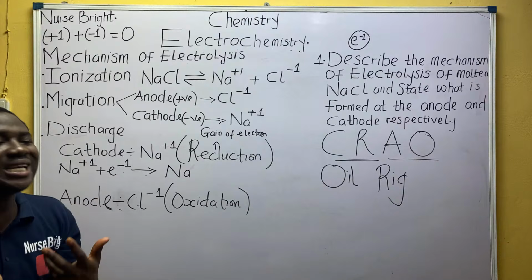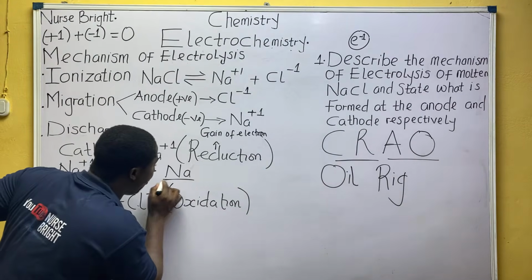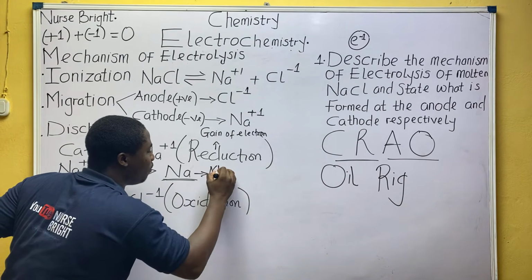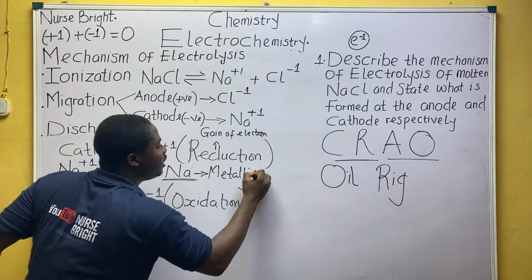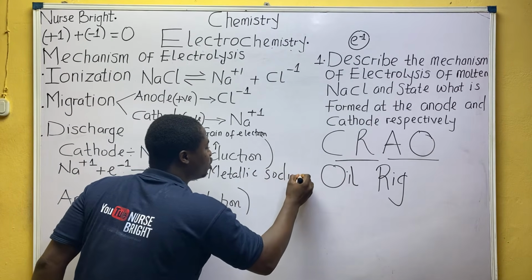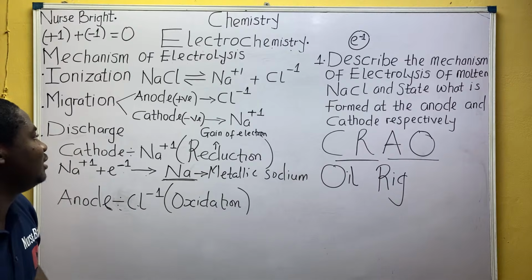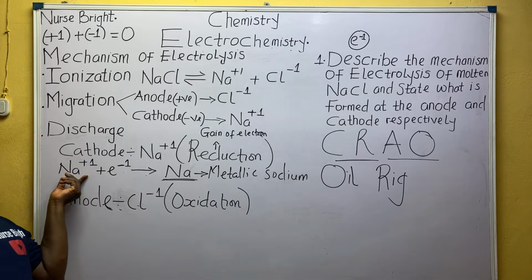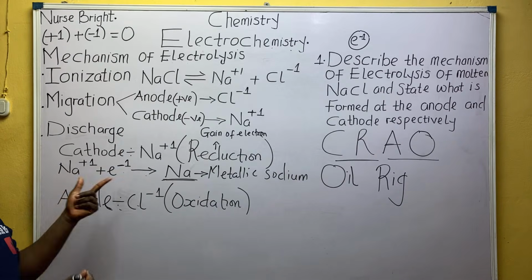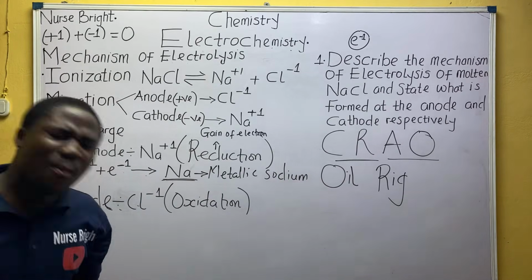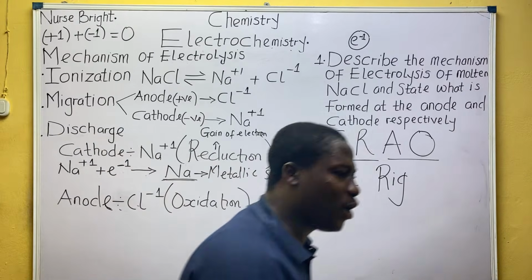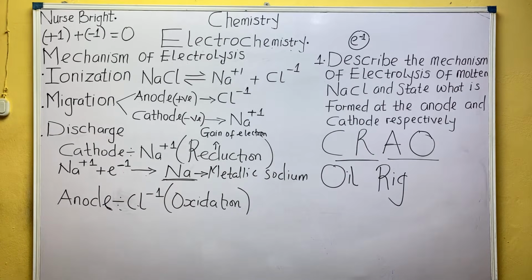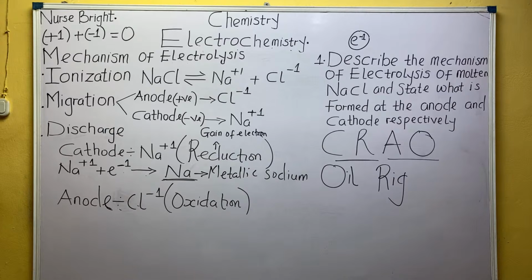So basically at the cathode, what was formed? Sodium, metallic sodium, because this sodium is a metal. I told you guys already. What happened? The ionic sodium gained electron, because the one there is an ion. So the ionic sodium gained electron to become what? A metallic sodium. To become what? A metallic sodium. That is for that.